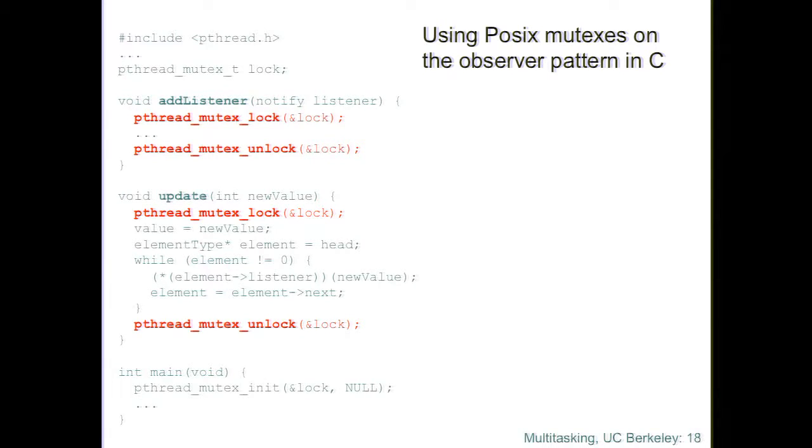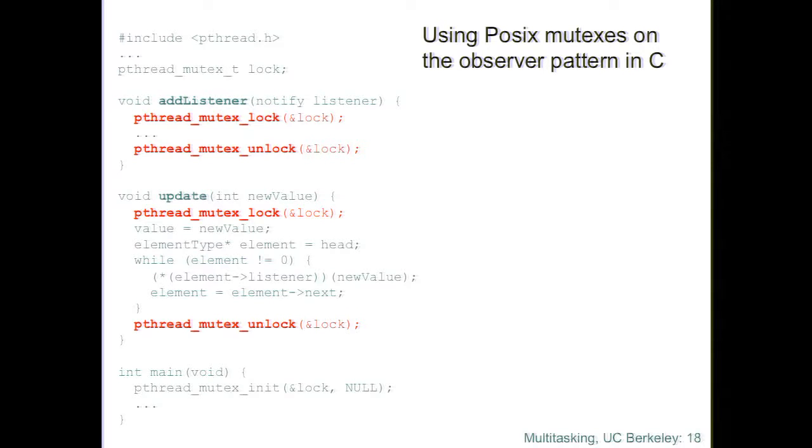And there's a procedure that you can call in pthreads called pthread_mutex_lock, and you pass it a reference to the lock. And what this does is this guarantees that no other thread, once this procedure returns, can acquire this lock until this thread unlocks it. Okay? So if a second thread tries to call add listener, and I've already acquired the lock, that second thread will not return. This procedure will not return until the first thread has executed this procedure.